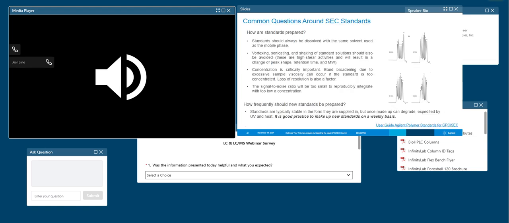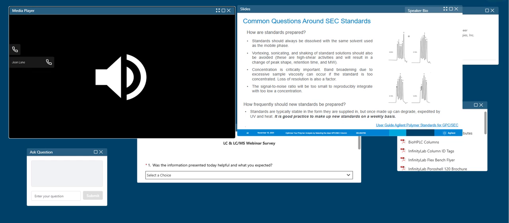We often get questions around preparations of the polymer standards and how they should be prepared. When running GPC and SEC, it's recommended that the standard should always be dissolved in the same solvent being used as the mobile phase. Any vortexing, sonicating, and shaking of the standard should also be avoided. All of these high shear activities could inevitably result in a change of peak shape, retention time and molecular weight.